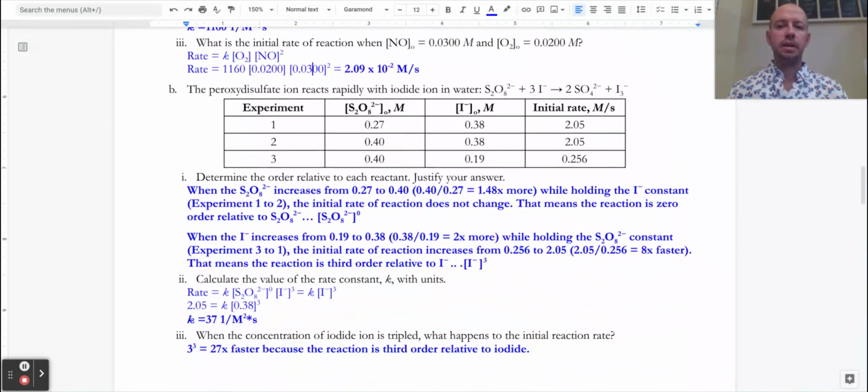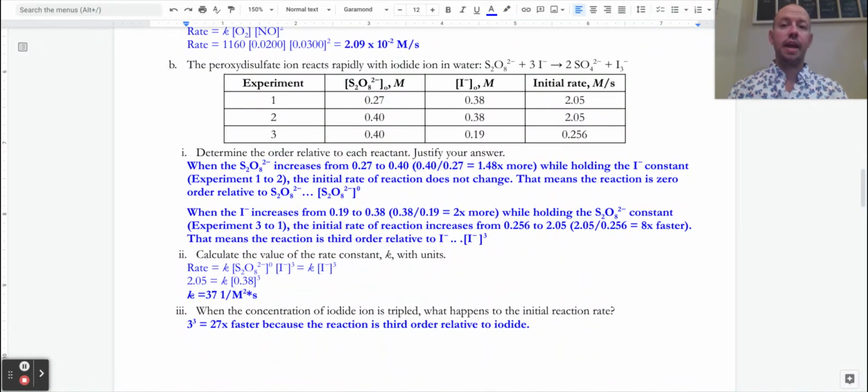As we come down to B here, we've got a little bit more complex looking reaction, at least in terms of some of the ions. The peroxydisulfate ion, iodide, making these things. So we've got our numbers, we've got some rates, and we're going to check this one out. When S2O8 2- increases from this to this, that's 1.48 times more. It's 1.5 times more while holding the other reactant constant. The initial rate does not change. So that means the reaction's zero order right there.